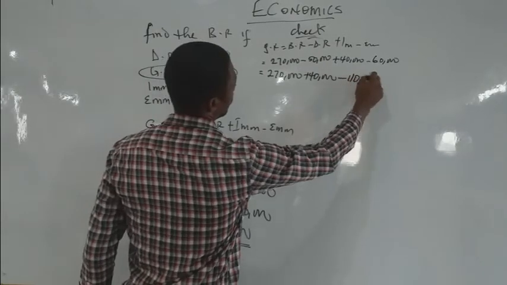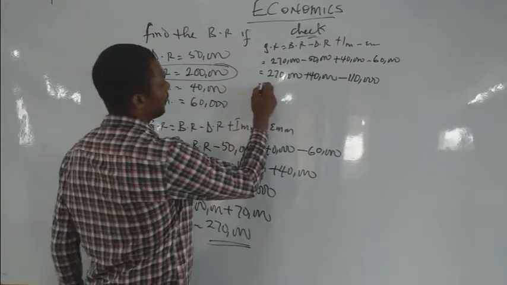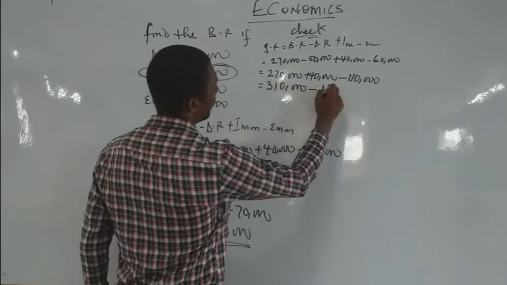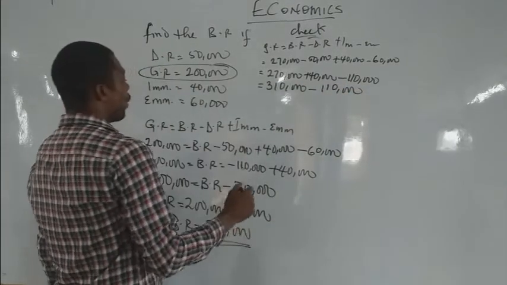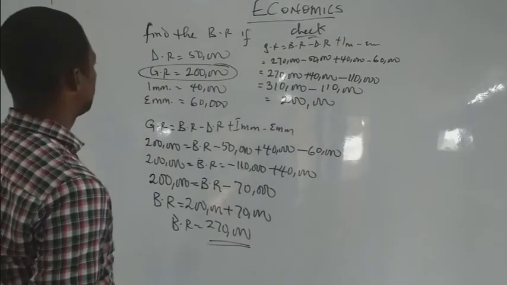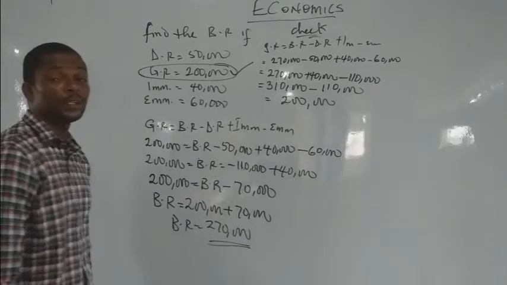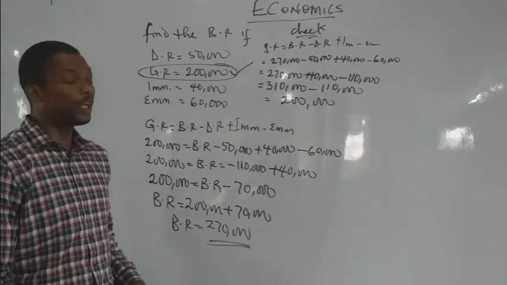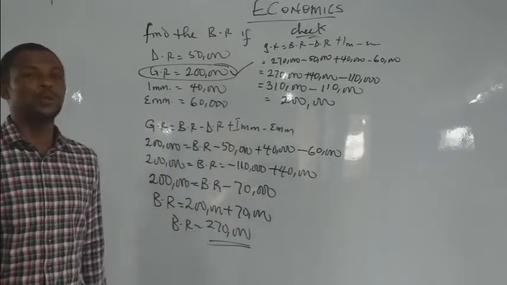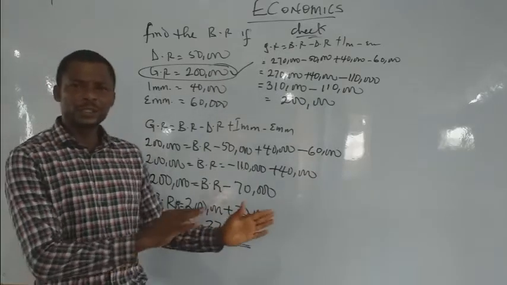Now 270 plus 40 gives 310,000, minus 110,000. When you subtract 110 from 310, it gives 200. Yes, it's giving us 200,000, so the value comes back as 200,000, which confirms our answer. It all depends on the kind of question you are given, but questions are always within the contents of a formula. Once you know the formula, you can attempt any question whatsoever. I think I've done justice to the growth rate.